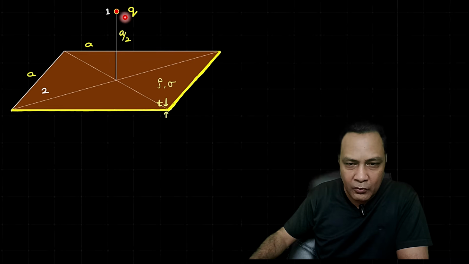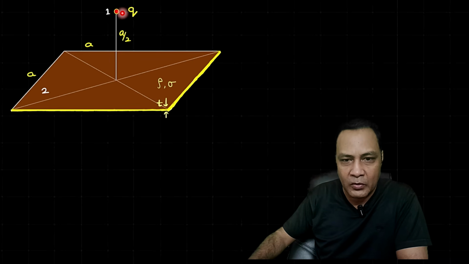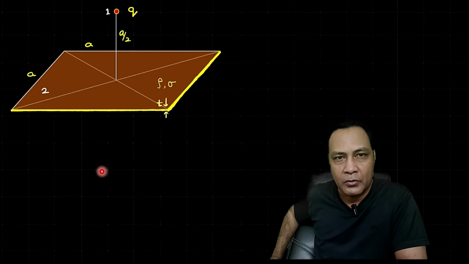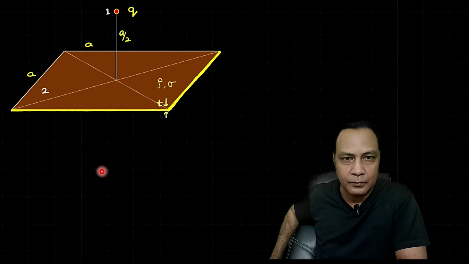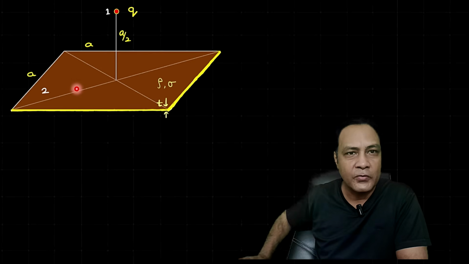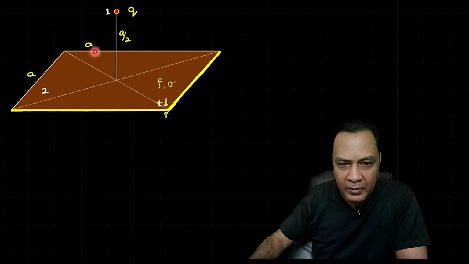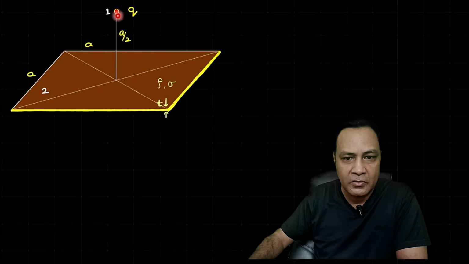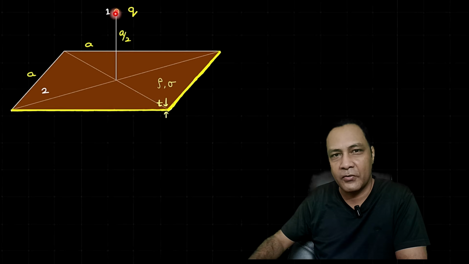Now what I want to find is the flux because of this charge Q passing through this plate. For that, just try to think of a cube, at the center of which this charge Q is placed. Suppose I construct a cube of side A and this plate is one of the faces of that cube. Then clearly this charge Q would be at the center of that cube, because the distance is A by 2.